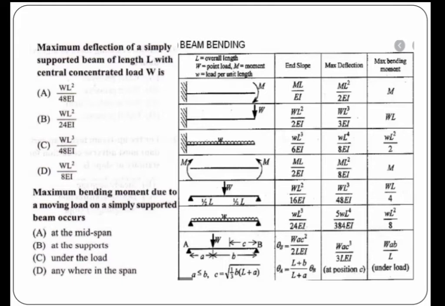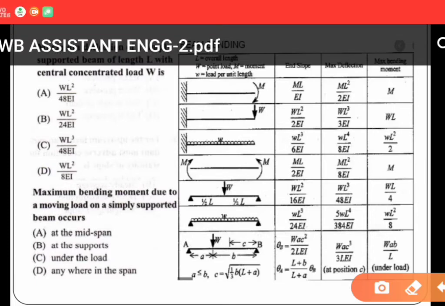Maximum bending moment due to a moving load on a simply supported beam occurs: the correct answer for this question is under the load. If this question said that maximum bending moment due to a moving load on a fixed beam occurs, then it would be at the supports. Here it says a simply supported beam, so the correct answer will be under the load. Keep in mind that. Now proceeding to the next question.